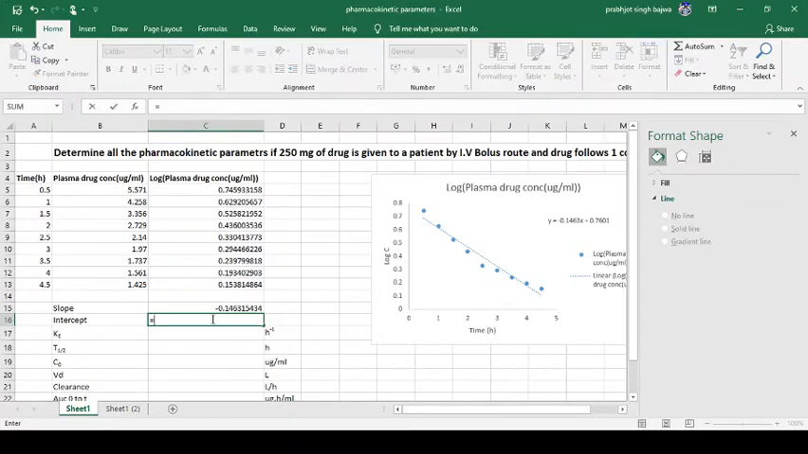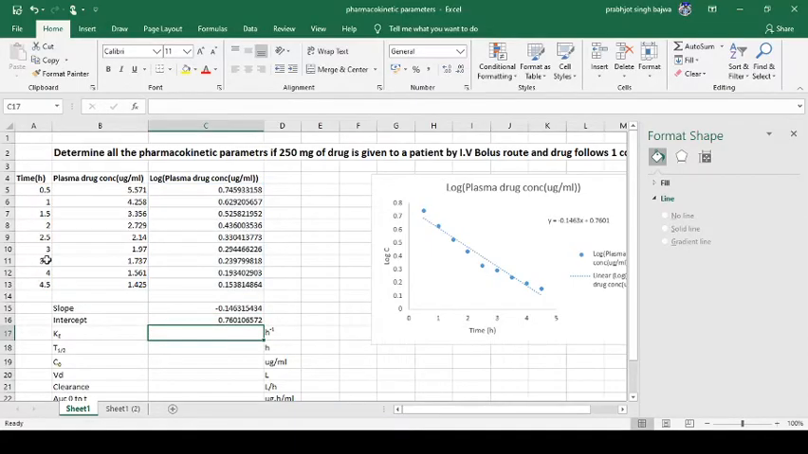So now we'll calculate the intercept. The formula is the same as slope, the only difference is that instead of slope we write intercept. The values of y and x are selected in the same way. So we will select the y values, then press comma, then select the x values. Now we will close the bracket and press enter. Now we have the value of intercept.